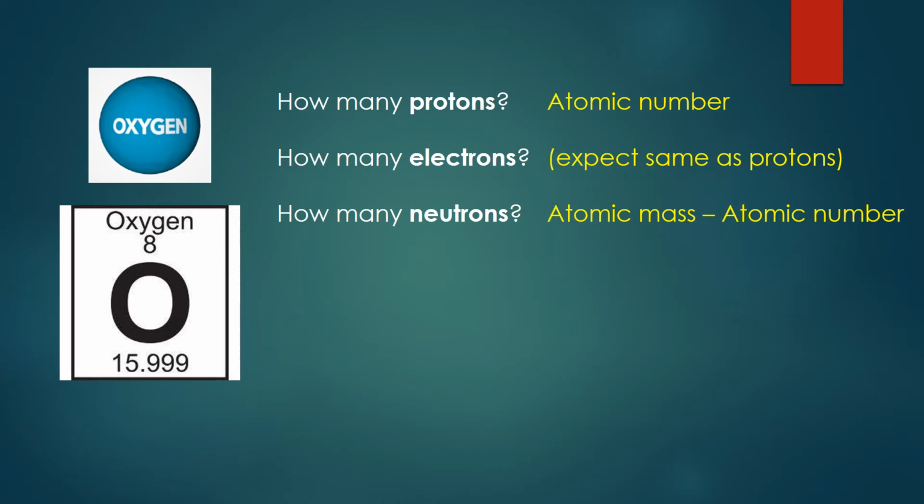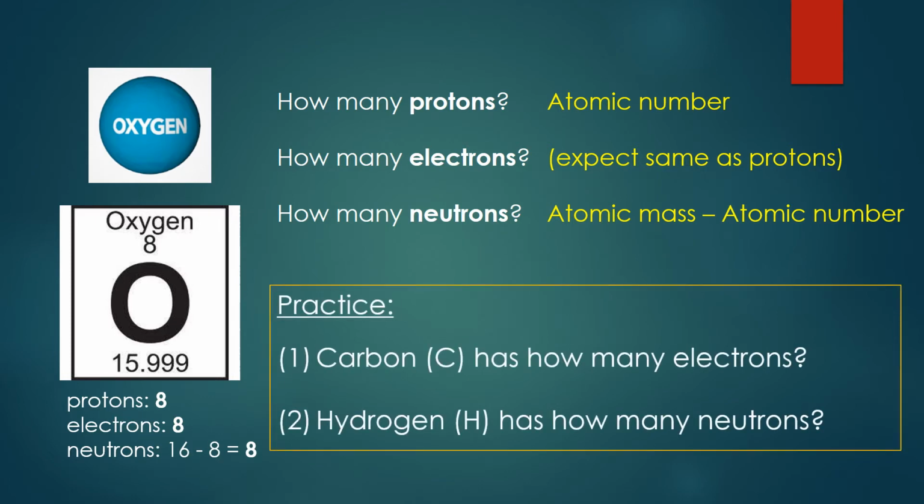And how we determine the number of neutrons is we take the total atomic mass and subtract from it the number of protons. The bottom number in the periodic table square is the atomic mass. So for oxygen, the atomic mass is 15.999. Well, I'm going to round that up to 16. And that tells me that the number of protons is 8, the number of electrons is 8, and the number of neutrons is 16 minus 8 protons. That leaves 8 neutrons. Let's do a little more practice.